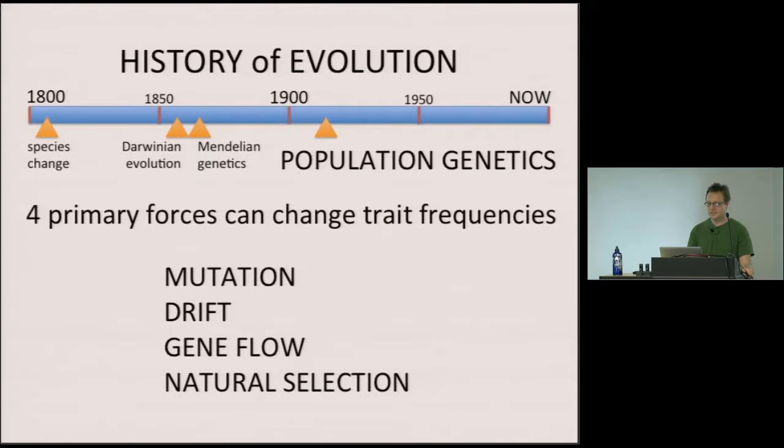The third force that can change trait frequencies over time is gene flow. So that's like organisms leaving and taking their genes with them, so you don't have them anymore in your population, or new organisms coming from another area and joining your population. They bring their genes with them, and they then change the trait frequencies in your population.